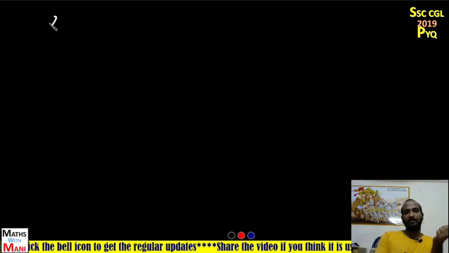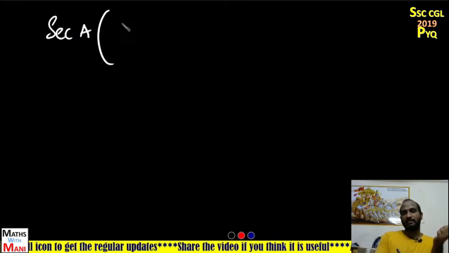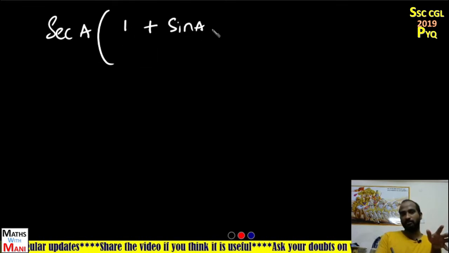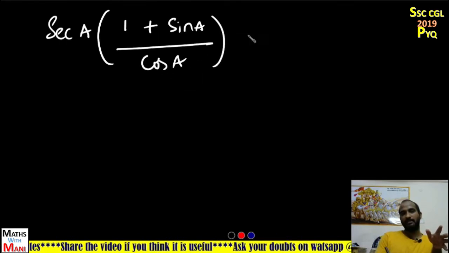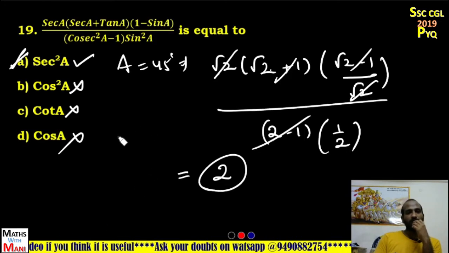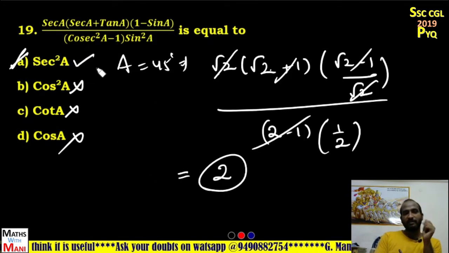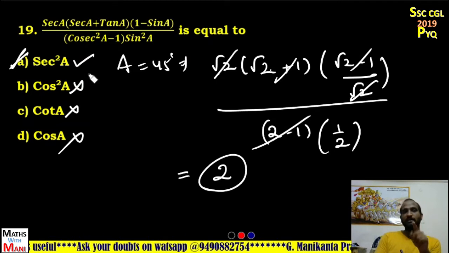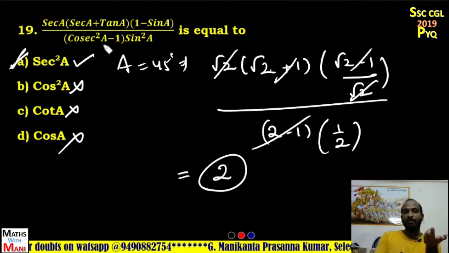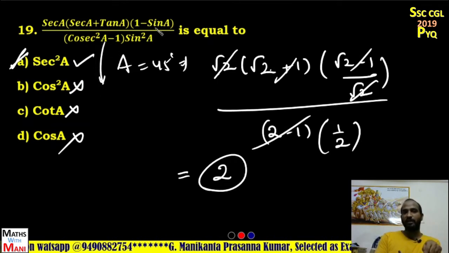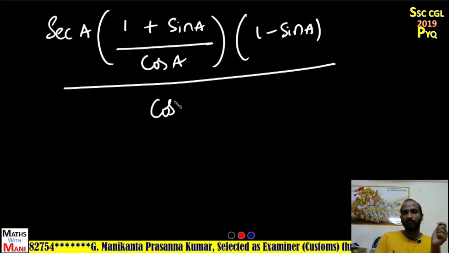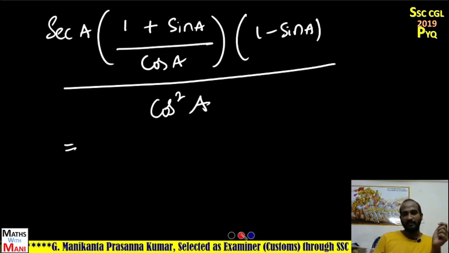Let's see. Secant A into secant A plus tan A, after taking cos A common, is 1 plus sin A by cos A. It is nothing but secant A plus tan A into 1 minus sin A by, tell me, cosecant square A minus 1. Cosecant square theta minus cot square theta equals 1. So what is the value of cosecant square A minus 1? It is cot square A. Cot square A means cos square A by sin square A. Already sin square is there, so sin square cancels. What should be the denominator? Cos square A. Is it clear?